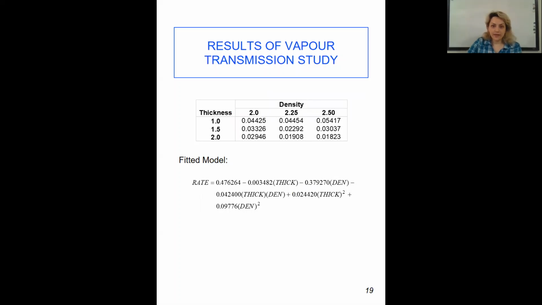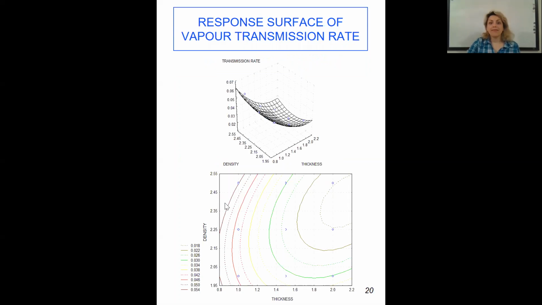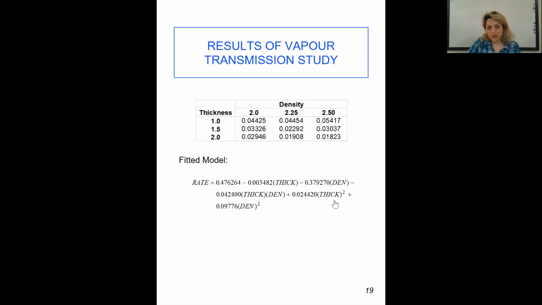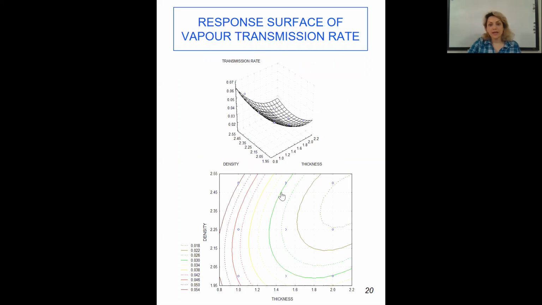So let's look here. This is very similar to the table that we had. We have our thickness, we have our density, 1, 1.5, 2, and these are the levels. We have 2 factors and 3 levels. The fitted model, we learned in the previous chapters how to calculate these betas. So we have the fitted model, and you can see that we have the square terms. What's going to happen is that we would draw the response surface, and here is the contour plot.